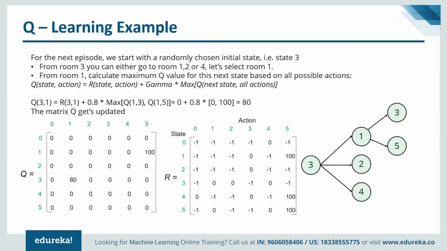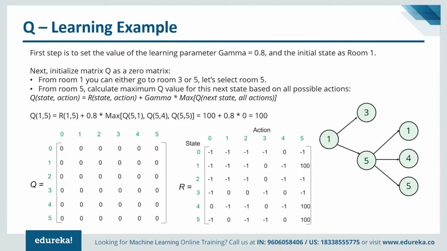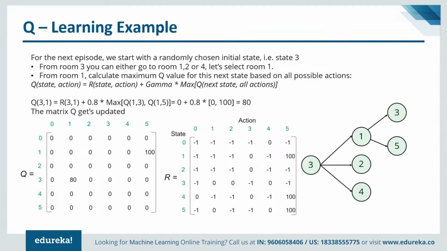After that, we have the gamma value, which is 0.8. And then we're going to calculate the Q max of 1, 3 and 1, 5. Out of these, whichever has the maximum value, we're going to use that. So Q of 1, 3 is 0. You can see here 1, 3 is 0. And 1, 5, if you remember, we just calculated in the previous slide. 1, 5 was 100. So here I'm going to put 100. So the maximum here is 100. So 0.8 into 100 will give us 80. So that's the Q value we're going to get if you traverse from 3 to 1. I hope that was clear.